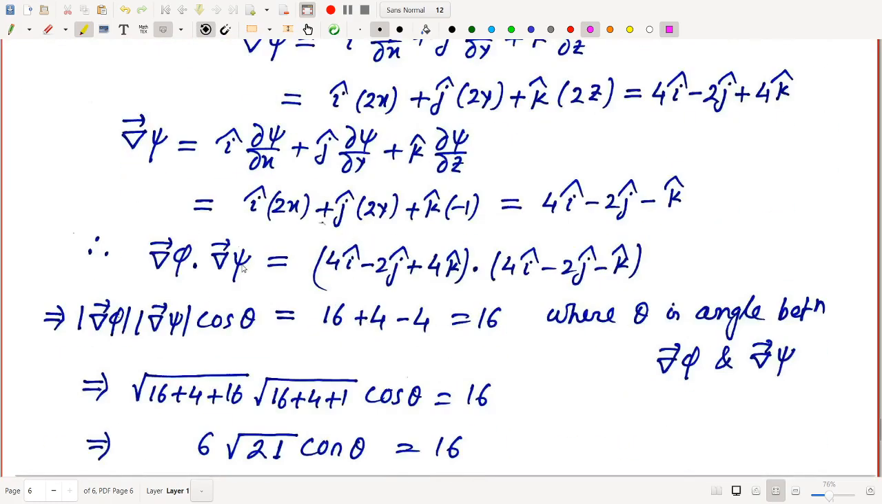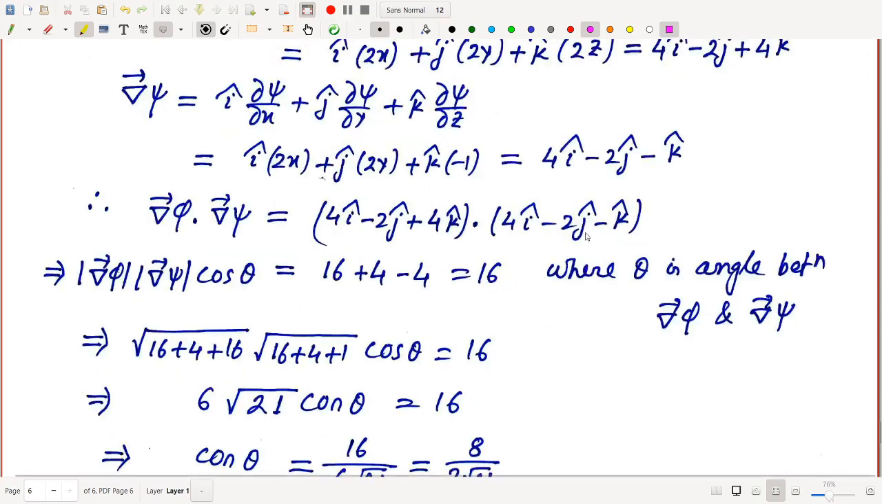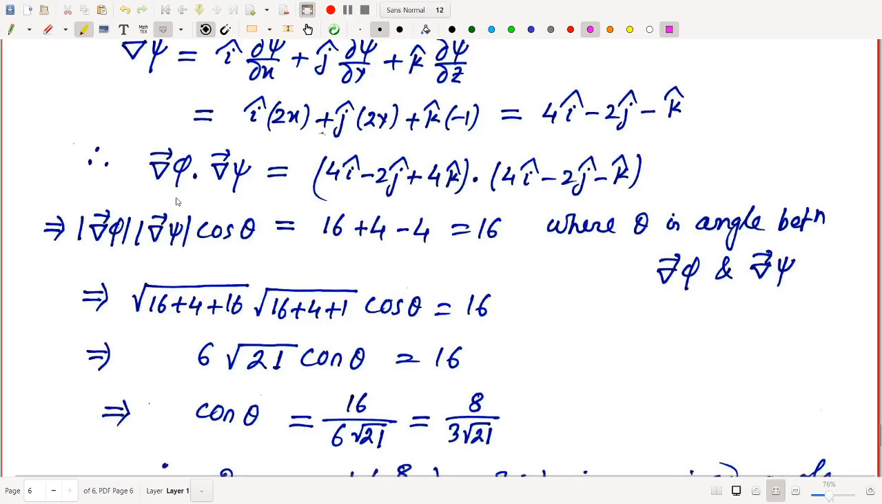So let us take the dot product. Grad phi dot grad psi is equal to, the values are substituted here, and dot product means coefficients of i, j, k are separately multiplied. So 4 into 4 is 16, minus 2 into minus 2 is 4, plus 4 into minus 1 is minus 4, so 16. So grad phi dot grad psi, dot product of the normal vectors, is 16, but by definition we know it is mod grad phi into mod grad psi into cos theta, where theta is angle between the vectors grad phi and grad psi.